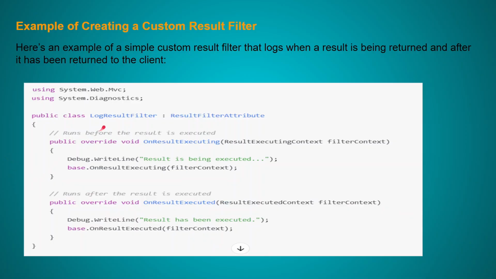You can see here we have a LogResultFilter which we have created ourselves, and we inherited it from ResultFilterAttribute, and we have two methods. One is OnResultExecuting and the second one is OnResultExecuted. This method runs before the result is executed and this method runs after the result is executed. In Debug.WriteLine, whatever logic we want we can write here. Result is being executed, and here we can write our own logic. Result has been executed.